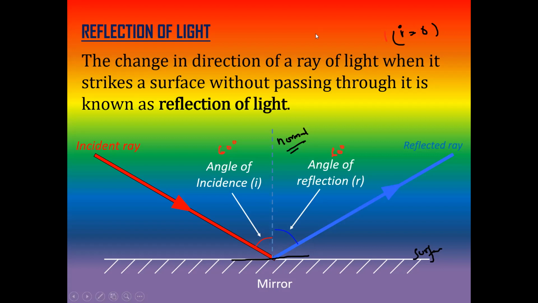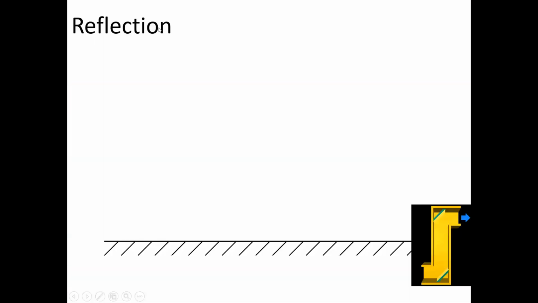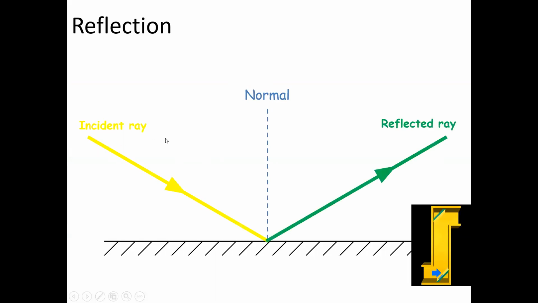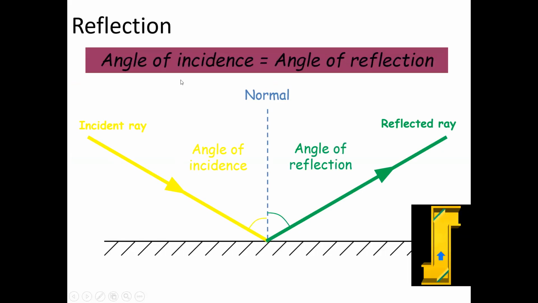When the light strikes the surface, it changes the direction, and we call that reflection. Again, in a similar pattern, the imaginary line which is perpendicular to the surface is called the normal. The light which strikes the surface is called incident. The light which bounces back is known as reflected. The angle between the incident and the normal is the angle of incidence, and the angle between the normal and the reflected is the angle of reflection. So always the angle of incidence will be equal to the angle of reflection.